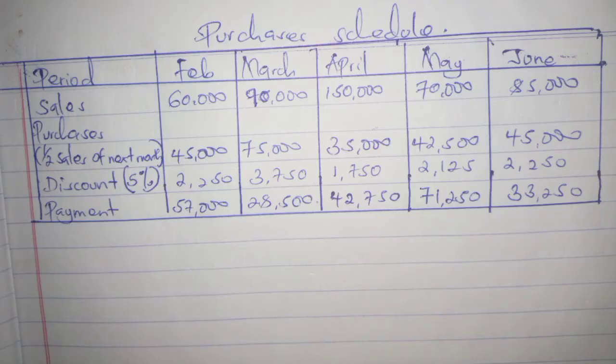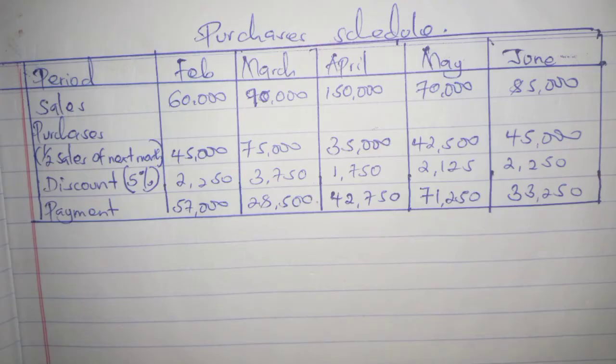In Feb, we shall pay the debt of December, and in March, we shall pay the debt of January. That's how we are going to do it. And after subtracting the discount from the purchases, we shall get what we shall pay to the suppliers. Here in Feb, we shall pay the debt of December, which is 57,000. Then in March, we shall pay the debt of January.